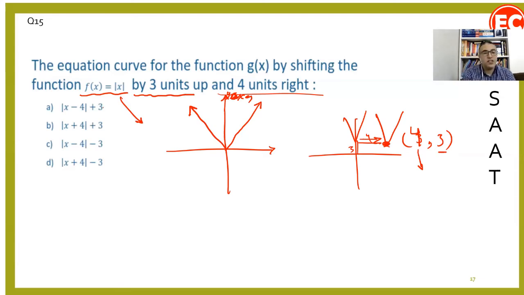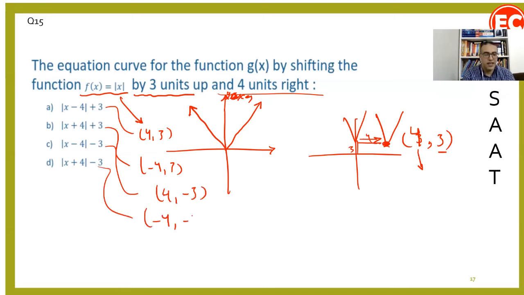Okay, the center of the first one is 4 and 3, but the center of the second one is negative 4 and 3. The center of the third one is 4 and negative 3. The center of the fourth one is negative 4 and negative 3. So the right answer is A. This is by using the vertex. So the first method here, I'm going to represent it for you by using the vertex.